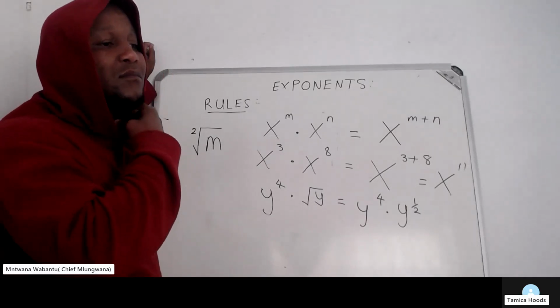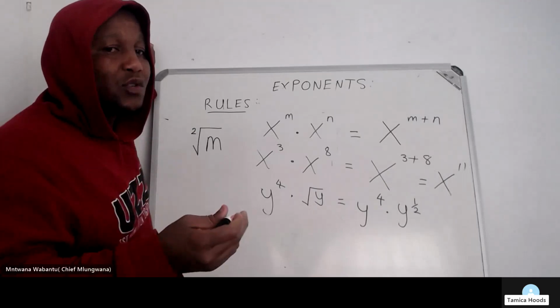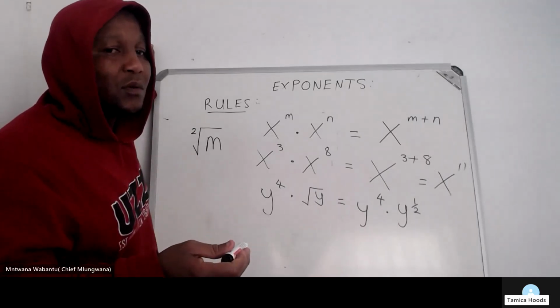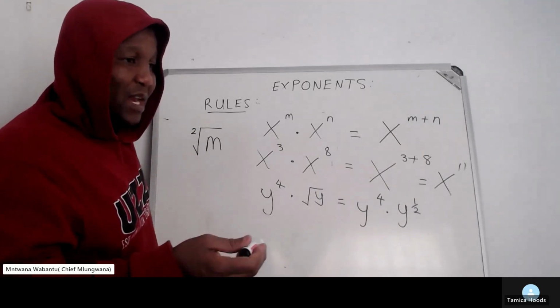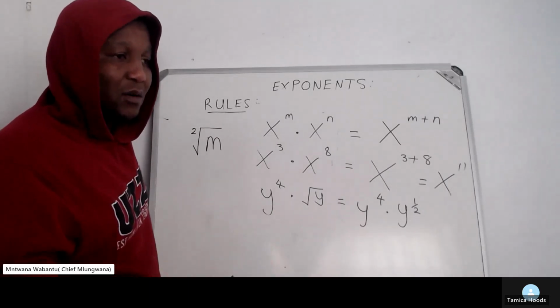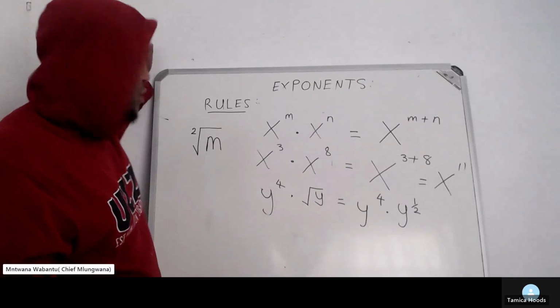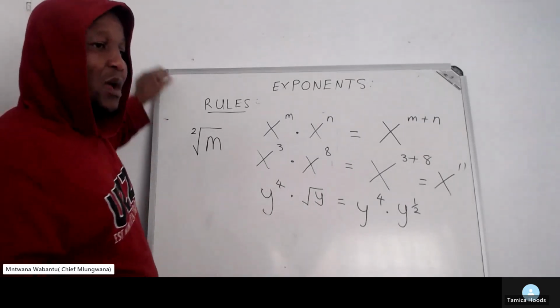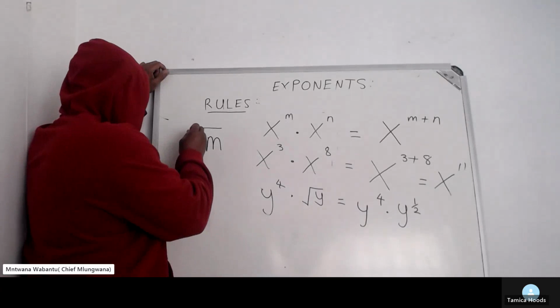We mustn't just leave it as 2. We must put it as 2 over 1, because any number divided by 1 is that number. So they're not going to give you that 1. You have to say, okay, I know there was no number. That means 2. But then it's going to be 2 over 1.